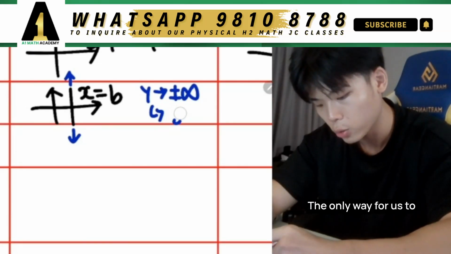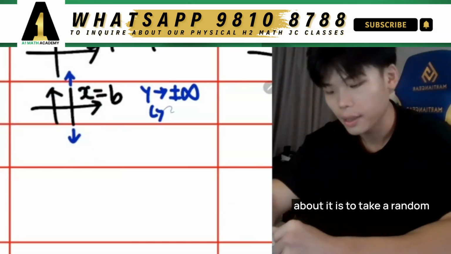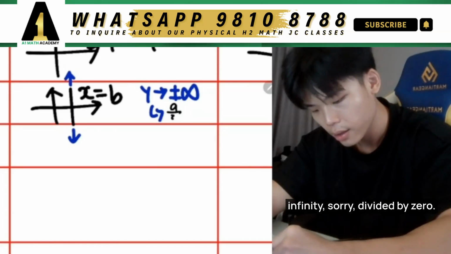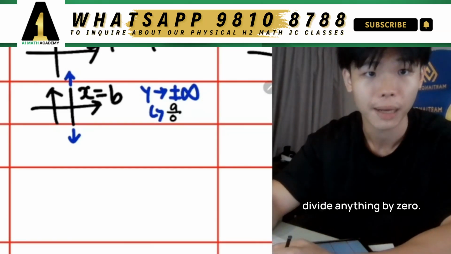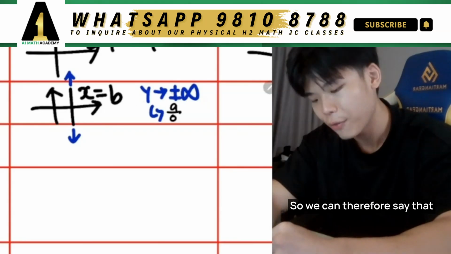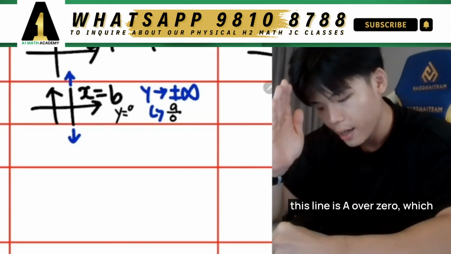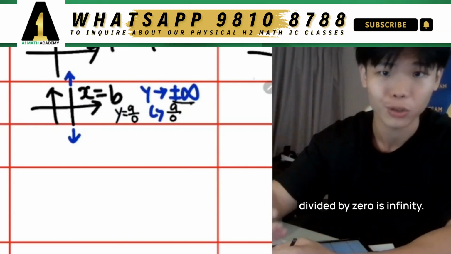The only way for us to achieve infinity in math, or a very simple way to think about it, is to take a random number, let's say a, and divide by 0, because in math you cannot divide anything by 0, correct? So we can say that the y value of this line is a over 0, which is essentially plus minus infinity, because anything divided by 0 is infinity.